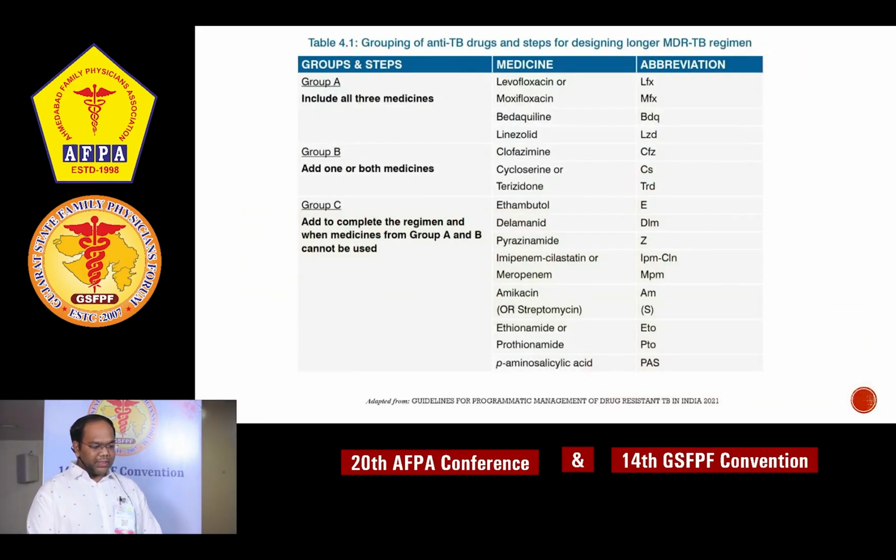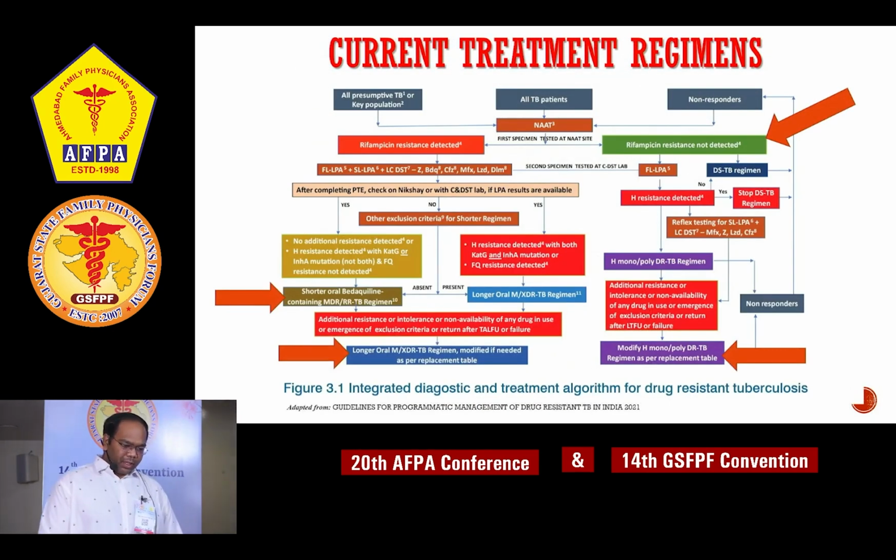This is just a scenario of how many drugs we are using in MDR and XDR cases. There are three groups, mainly covering levofloxacin, moxifloxacin, bedaquiline and linezolid. They are the most appropriate drugs for drug-resistant tuberculosis. We have group B and group C. There are almost 16 to 18 different drugs that are used to treat a tuberculosis patient. This is just the treatment regimen available in India for tuberculosis patients.